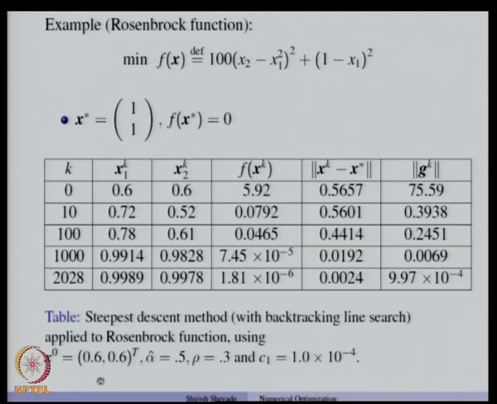So, for the backtracking line search we need some parameters like alpha hat and rho. So, in this particular case I had set alpha hat to be 0.5 and rho to be 0.3, and the constant C1 which corresponds to Armijo's condition was set to 10 to the power minus 4. So, this was with respect to the initial point 0.6, 0.6.